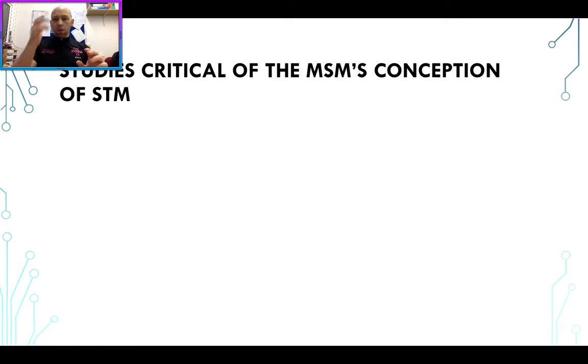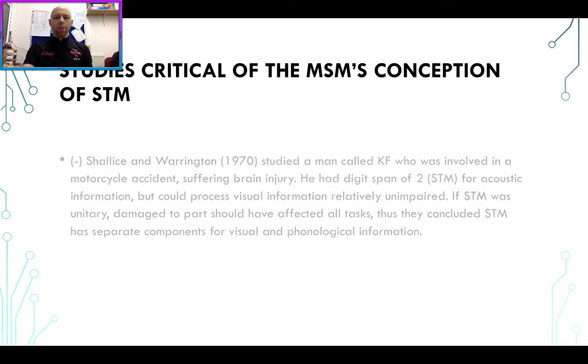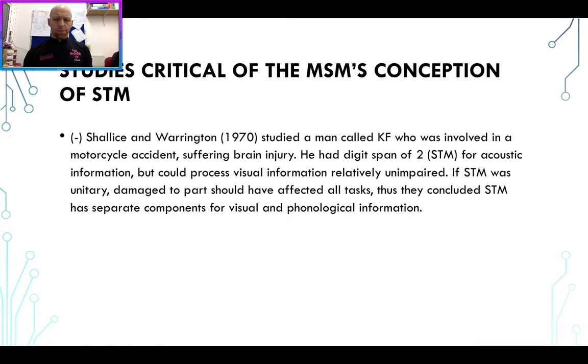So if you remember, there were a number of studies like Rutschkin that criticised the multi-store model. Generally, studies that criticise the multi-store model can be used to support the working memory model, but be a bit savvy. And one of the best ones is KF. The actual researchers were called Shallice and Warrington, and they studied KF who had short-term memory damage. He had a digit span of 2, so he could only remember 2 items, a recency effect of 1, which we talked about in class, but he could process visual information relatively unimpaired.